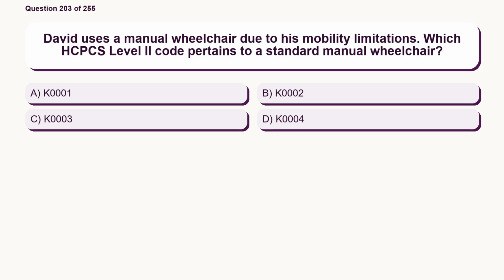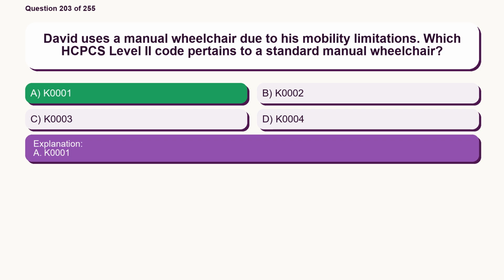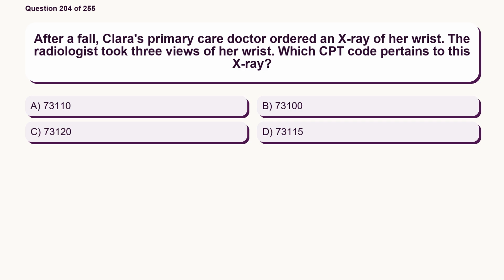Question 203. David uses a manual wheelchair due to his mobility limitations. Which HCPCS Level II code pertains to a standard manual wheelchair? Option A, K0001. Option B, K0002. Option C, K0003. Option D, K0004. The correct answer is option A, K0001. A, K0001.